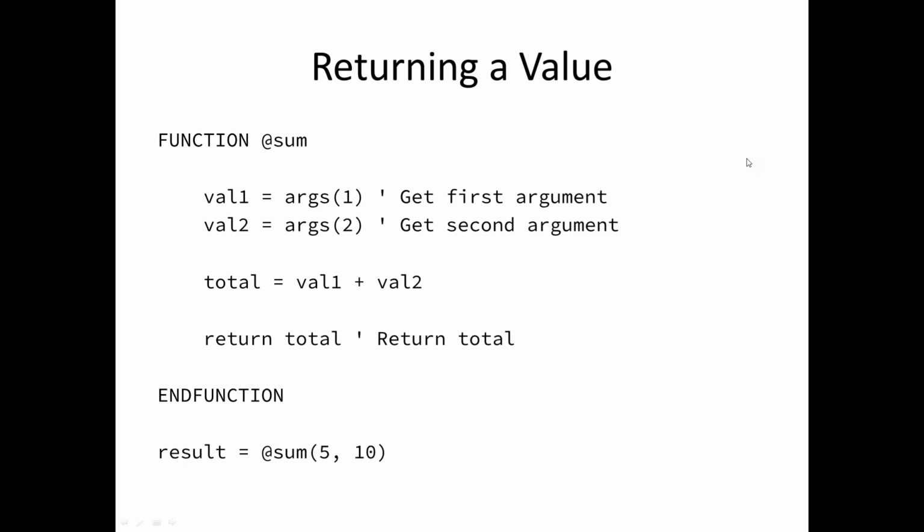In addition to passing in data, you can get data back, and that is done using the return statement. So here we have a function called sum. It takes two values, it adds them together, and it returns the total. And down here is an example of how I would call that. If I passed in 5 and 10, it would add 5 to 10, the total would be 15, and then it would assign that into result down here.